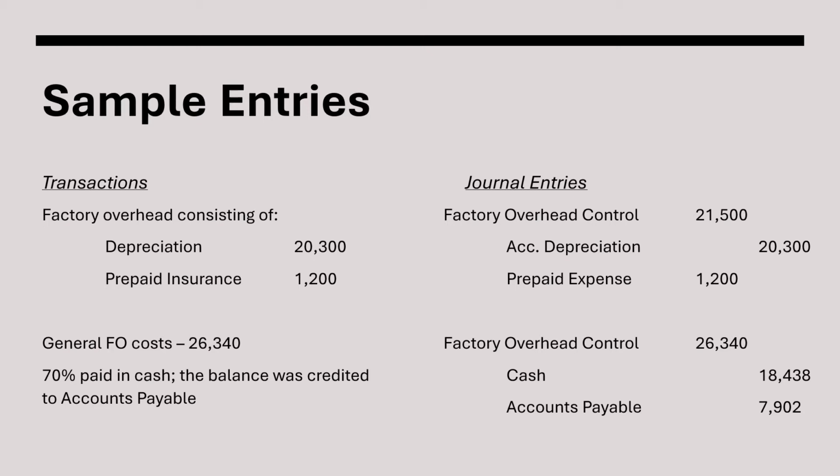So please bear in mind to read the problem thoroughly and understand the distribution of the costs. Okay, so that you will get the right answers, because even if you get the right pro forma entries but you got the amounts wrong, that would still be considered wrong.